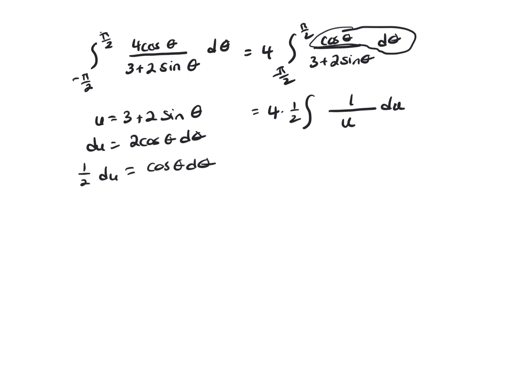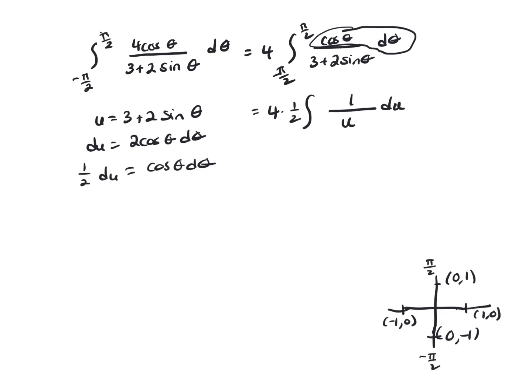Let's look at our endpoints. I'm going to draw a unit circle quickly. That ordered pair is 0, 1. This one is 0, -1. Here I have 1, 0. And over here I have -1, 0. So this is pi over 2 at the top and negative pi over 2 at the bottom.